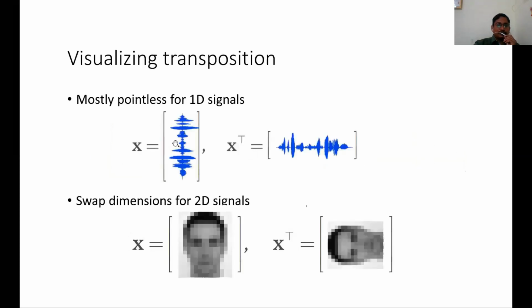Now, visualizing transpositions. This is a 1D signal. Signals, meaning sounds, are assumed to be one-dimensional arrays. That is just an array. So this is a column and its transpose is a row. Similarly for an image: this is the original image and its transpose.